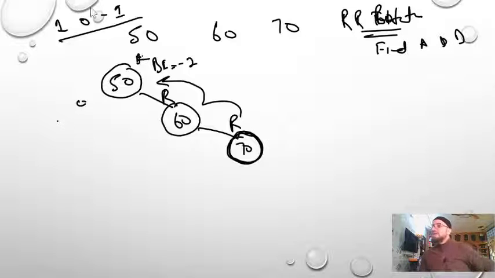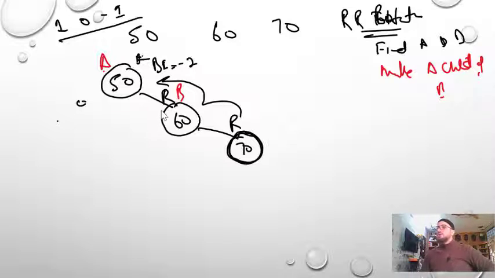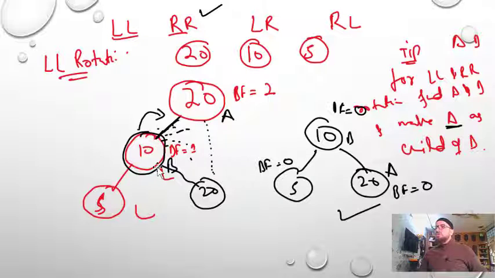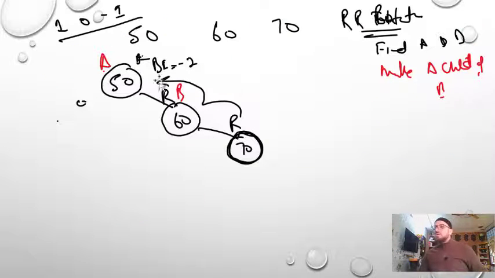Who is A? A is the node which has the wrong balance factor. This is my A, and the next node is B if it is right. And you will make A child of B. Find A and B and make A child of B. Here you have to do an anti-clockwise rotation. In left, you have to do clockwise rotation. But in the right, you have to do anti-clockwise rotation.